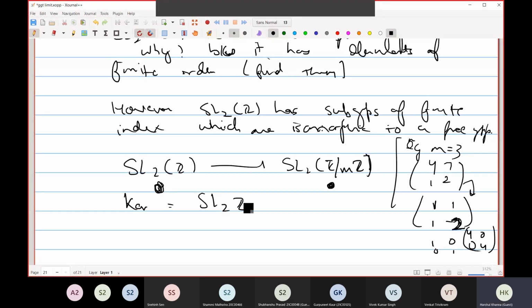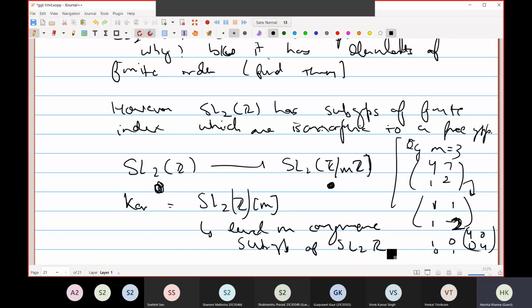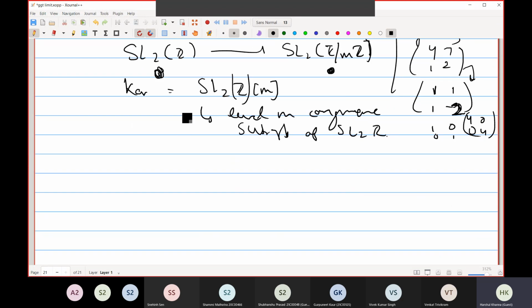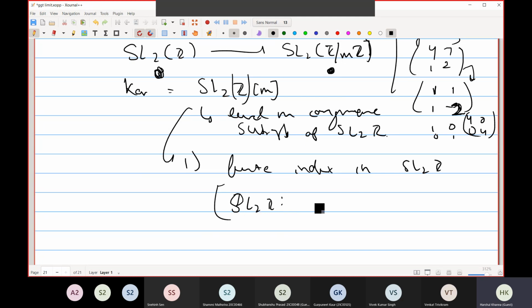So this is the group of 2 cross 2 integral matrices that have determinant 1 and are equal to the identity matrix modulo M. This subgroup is called the level M congruence subgroup of SL2Z. First of all, it has a finite index in SL2Z. Why?